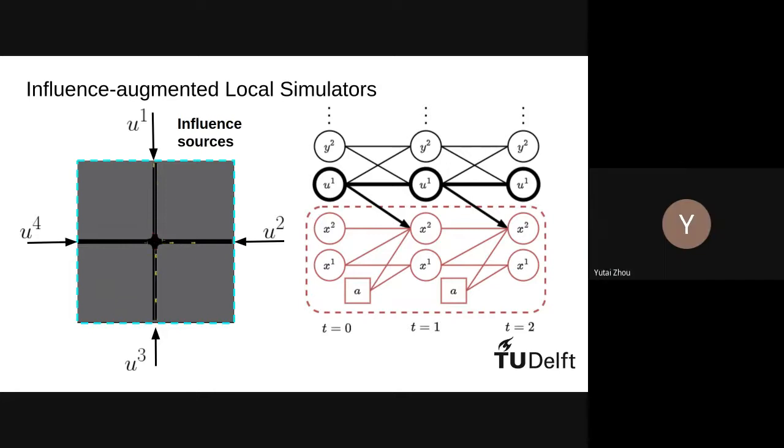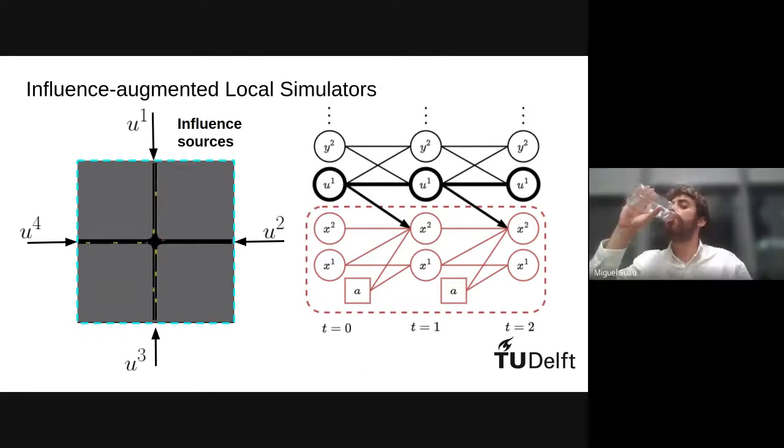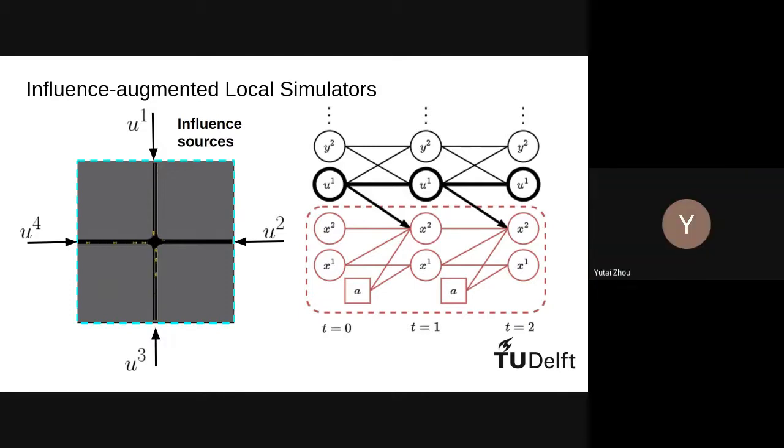Any questions? I have a question on the influence source variables themselves. You said they're binary, right? This is just in this particular case, just how we modeled this problem. But in general, they could be continuous, or discrete with more labels than just binary. Yeah. All right, thank you.